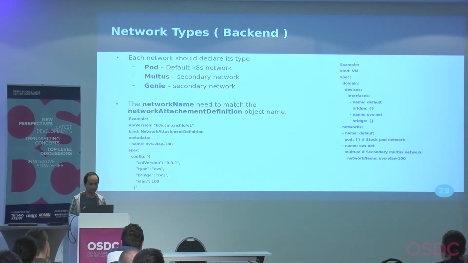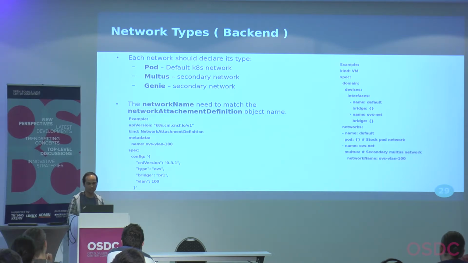This one is about the network types, which is the backend part. Each network should declare its type. We have the pod, Multus, and Genie. The pod is the default Kubernetes network, and Multus and Genie are the secondary networks which are used for providing multi-networking support for the VMs.